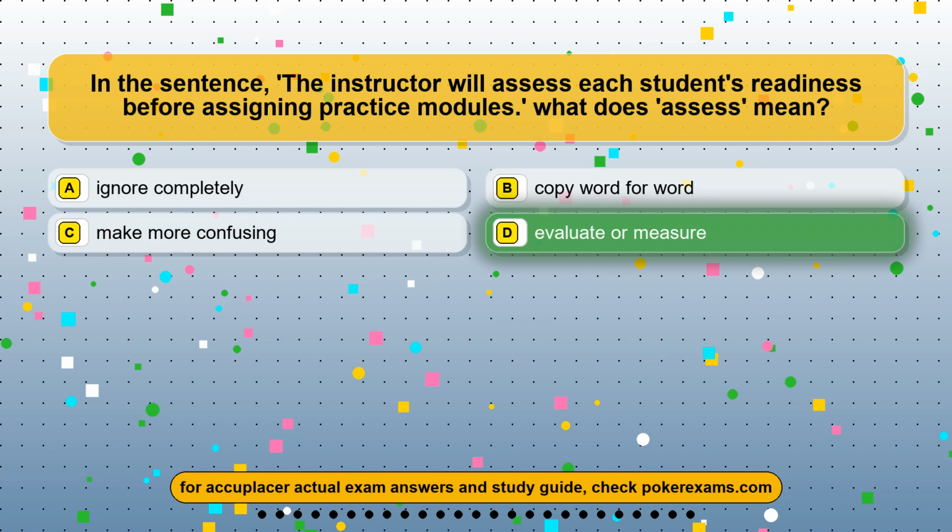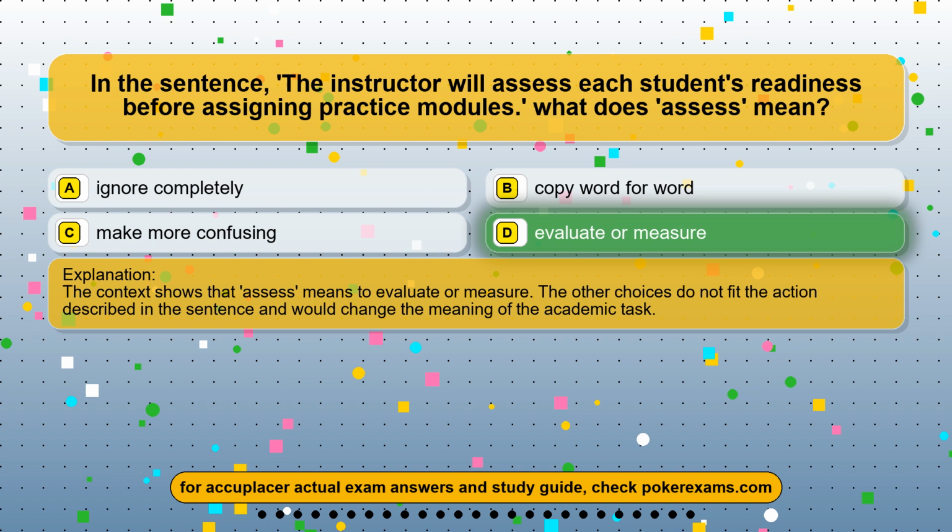The correct answer is option D, evaluate or measure. The context shows that assess means to evaluate or measure. The other choices do not fit the action described in the sentence and would change the meaning of the academic task.